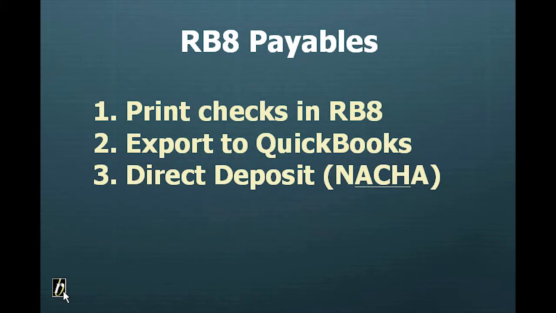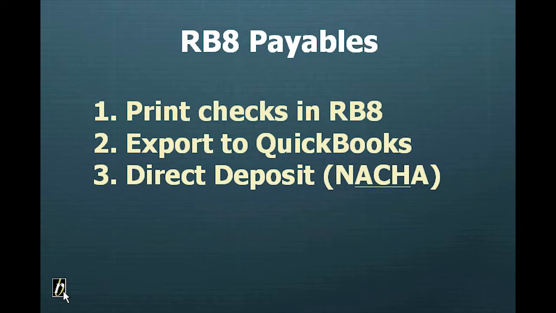The third and last option is to do direct deposit using what's called NACHA format, or some of you might know as ACH. That's National Automated Clearinghouse Association or Automated Clearinghouse format. And you can email to your bank where you have business checking account with this file that RB8 will generate, the NACHA format, and they can do a direct deposit for you.